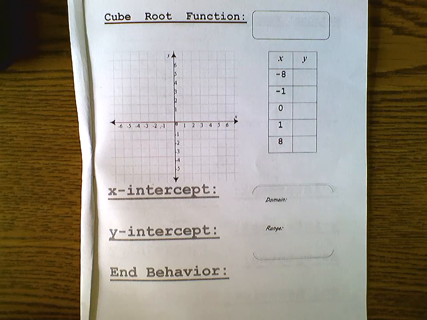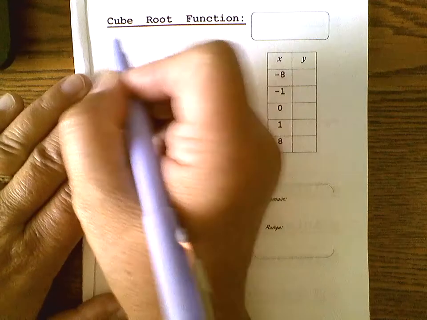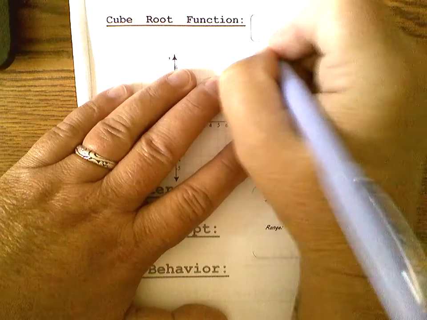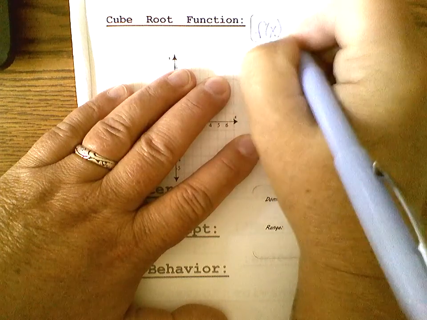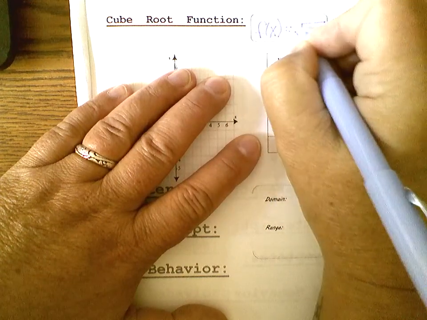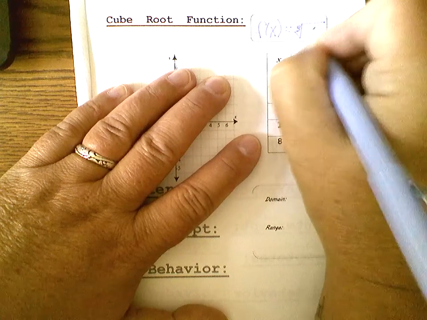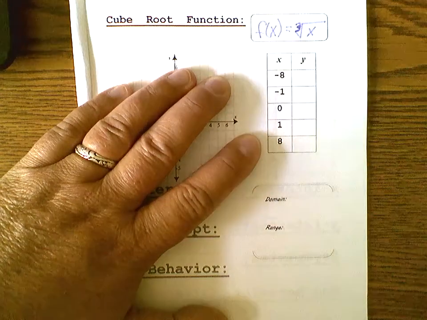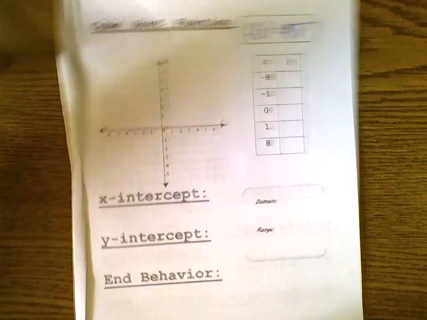So we just talked about the cubic function. Now we're talking about the cube root function. This is when we're taking not the square root, but the cube root, that is a 3, the cube root of a number.